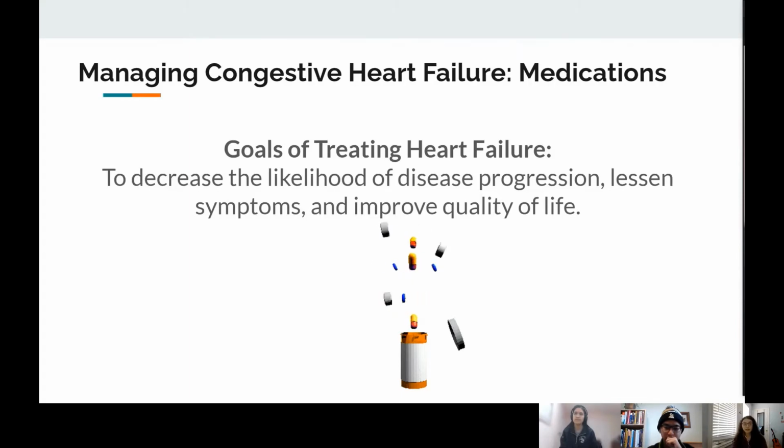So circling back now to medications to treat congestive heart failure. So the goals of treating heart failure are three main things: to decrease the likelihood of your disease progressing.